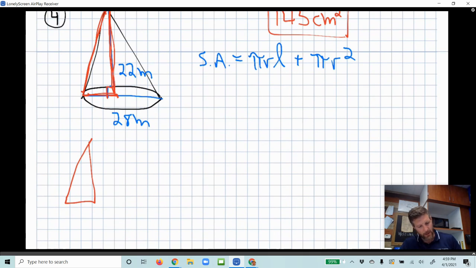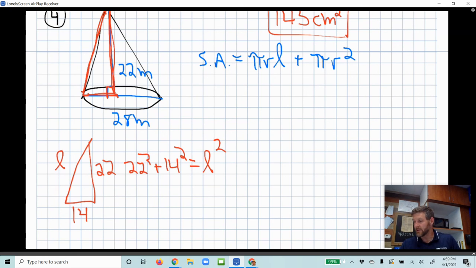Scroll up a little bit. Whose height is 22. This is our slant height right here. And now what's that distance? Well, it's always down to the middle of the base, and the whole base across is 28. So this would be 14. So if I do 22 squared plus 14 squared, I get my slant height squared.